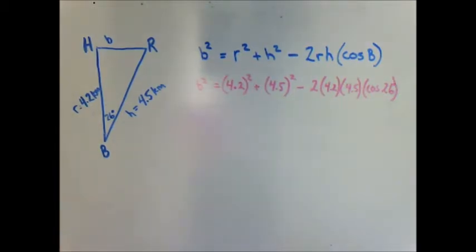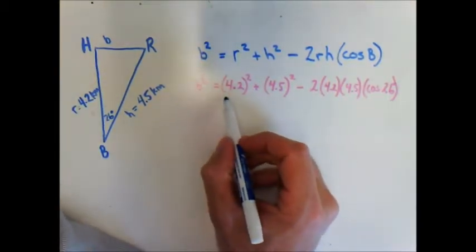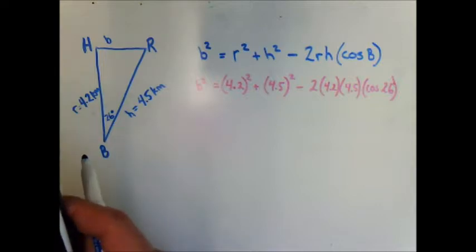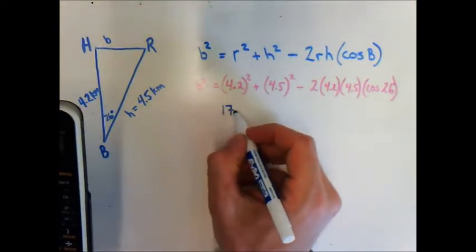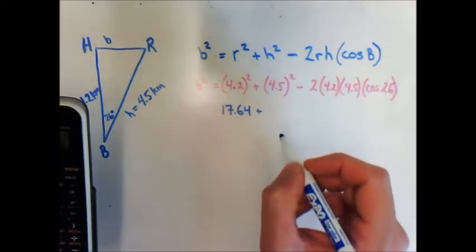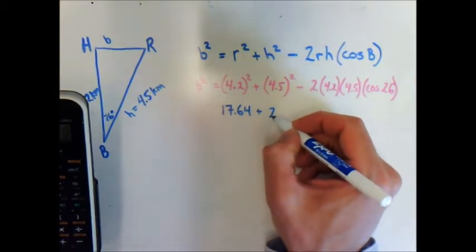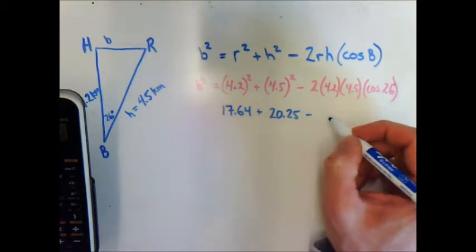Now, if you have a really nice graphing calculator, you can do all this in one step. If you don't, you're probably going to do it in 2 steps. But most of your calculators are smart enough to do just the first part and then the second part. So we can break this down step by step. Let's do 4.2 squared plus 4.5 squared first, and then we'll see where we're at. 4.2 squared is 17.64. Cool. 17.64 plus, what's 4.5 squared? 20.25, and minus this whole thing.